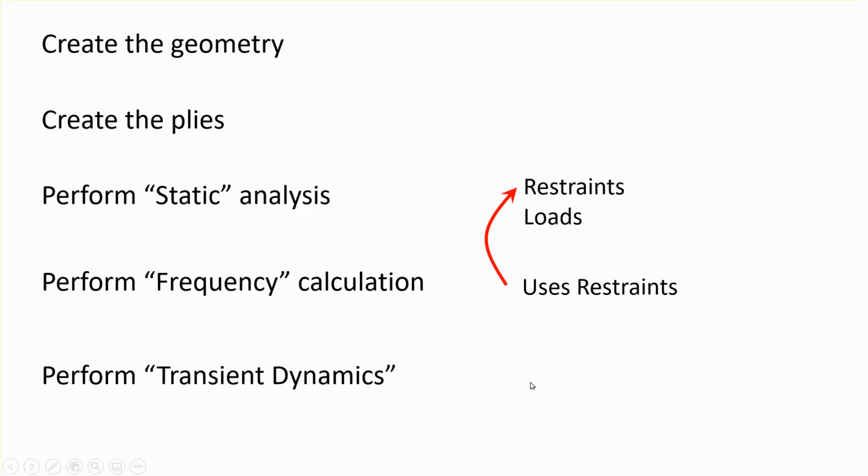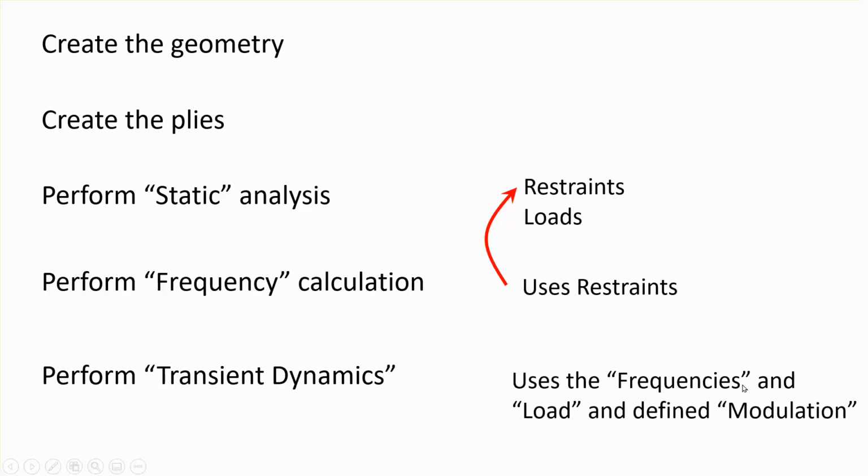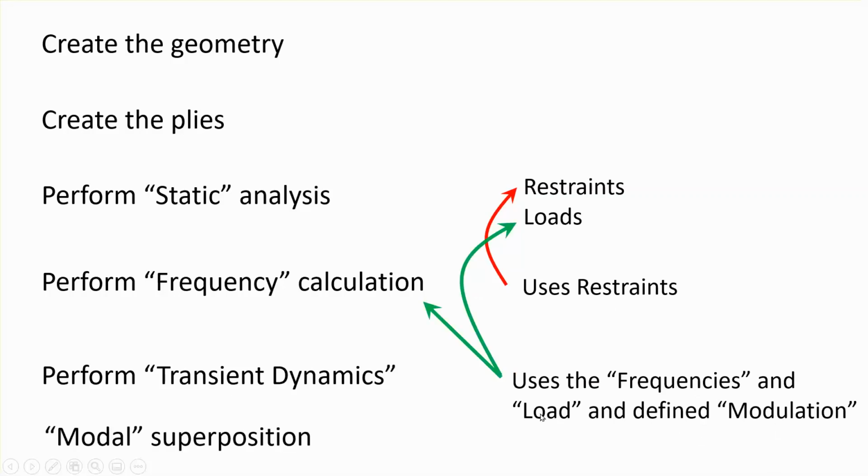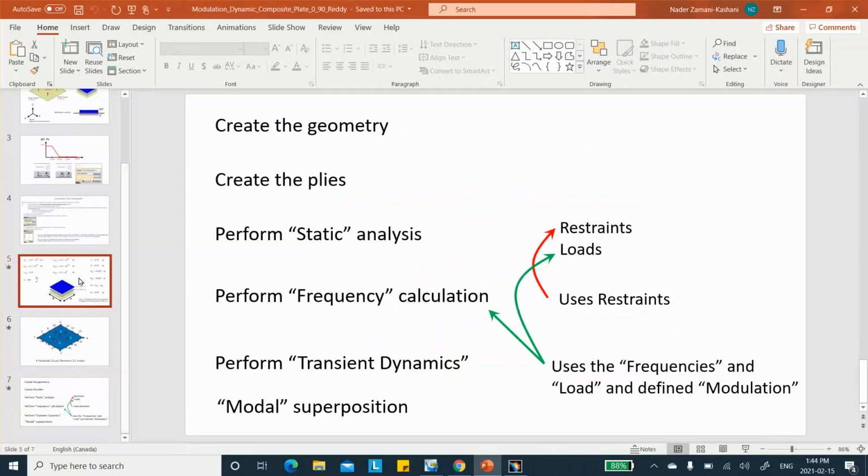In your phase, when you do that, it needs the frequencies that were just calculated up there, and it needs the load, and then we have to give it the modulation curve. Okay, so remember that the transient dynamics solution in Catia V5's FEA solver is based on modal superposition. Therefore, you cannot do nonlinear problems, and so keep that in mind. All right, I'm going to put this stuff in front of me.